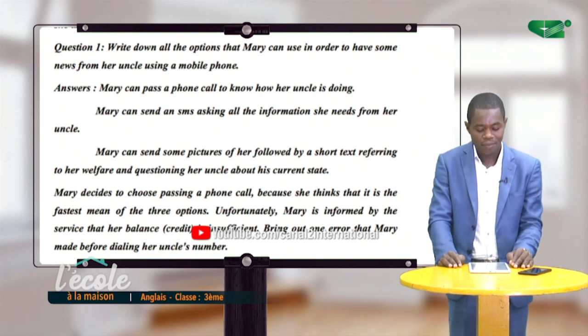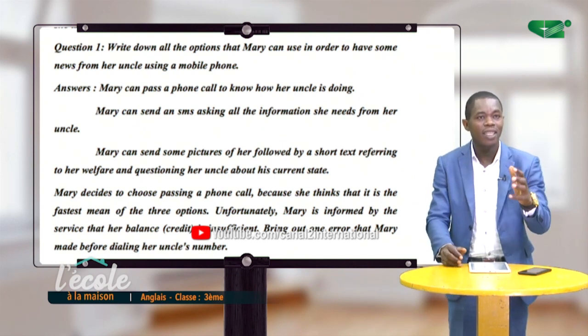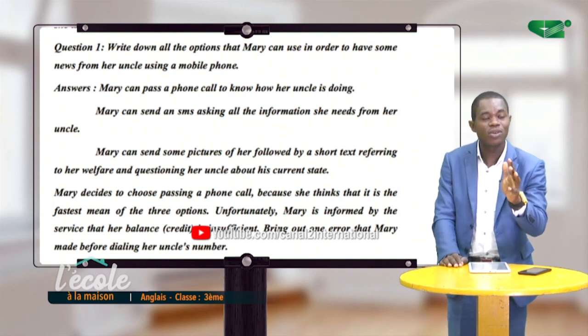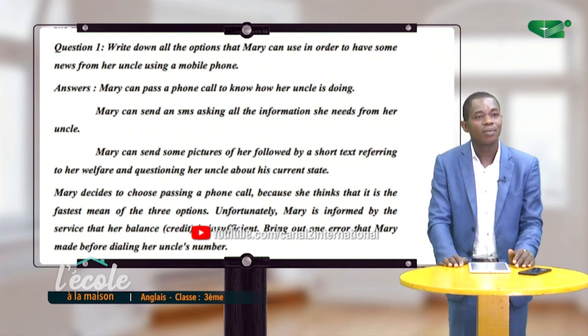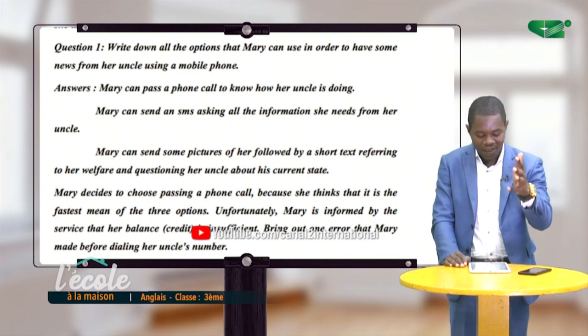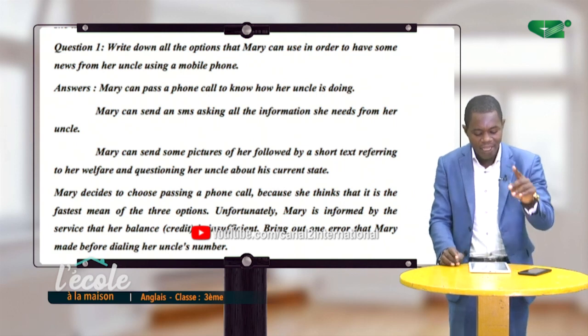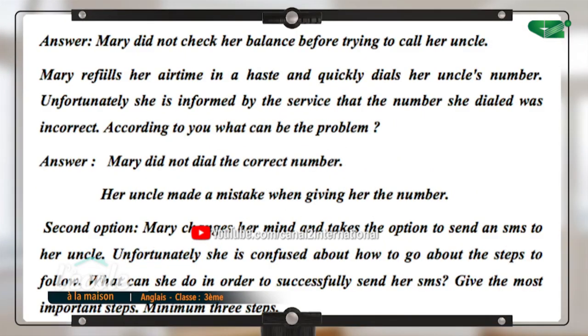In that situation, or if you want to bring more light so that Mary should come back to the error she probably made, what can you forward as answer? What happened? What is the problem? You will agree with me when you read the answer. Mary did not check her balance before trying to call her uncle. It is not a strong obligation for learners to use this wording. That is the same word as the teacher is saying.